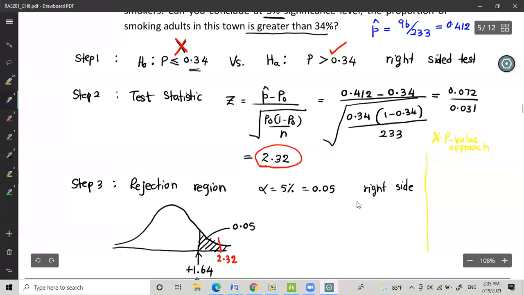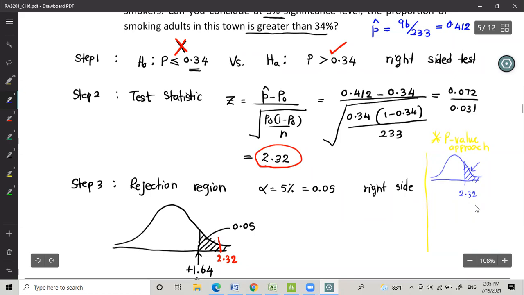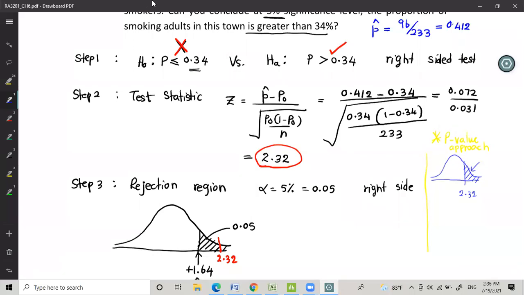Right. So what do you do? You take the test statistic 2.32. This is a right-sided test. Here's my bell curve. 2.32 is somewhere here. So where's the p-value? Everything to the right of this. Now, do you have the Z table with you? Anybody who has the Z table with you, I'll try to download it, okay? Give me a minute to load it to the shared screen.